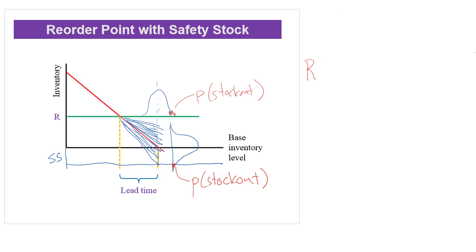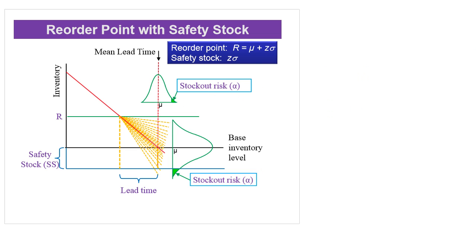In any case, the general form of our formula is going to be this. Our reorder point R is going to be equal simply to the mean plus z times the standard deviation, which means then our safety stock is equal to z times the standard deviation, which is exactly the space in here. Here's a little nicer image of that if you'd like to explore this for a minute.